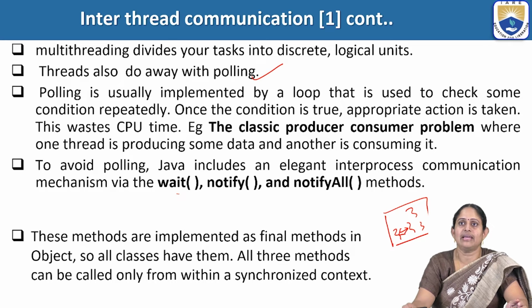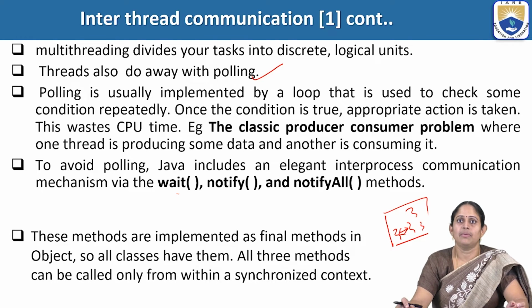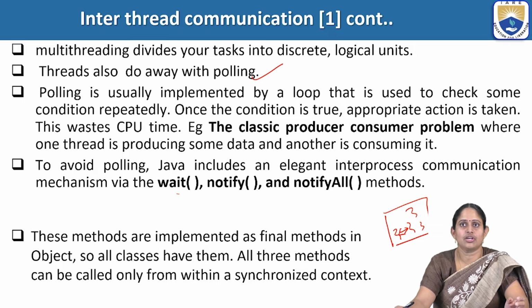Polling is generally implemented by a loop which checks some condition repeatedly. Once the condition is true, some action will be taken. But this causes wastage of CPU time. In order to avoid polling, in Java there are various methods such as wait and notifyAll to achieve inter-process communication. Now, in our example, let's see how the producer-consumer problem is handled.